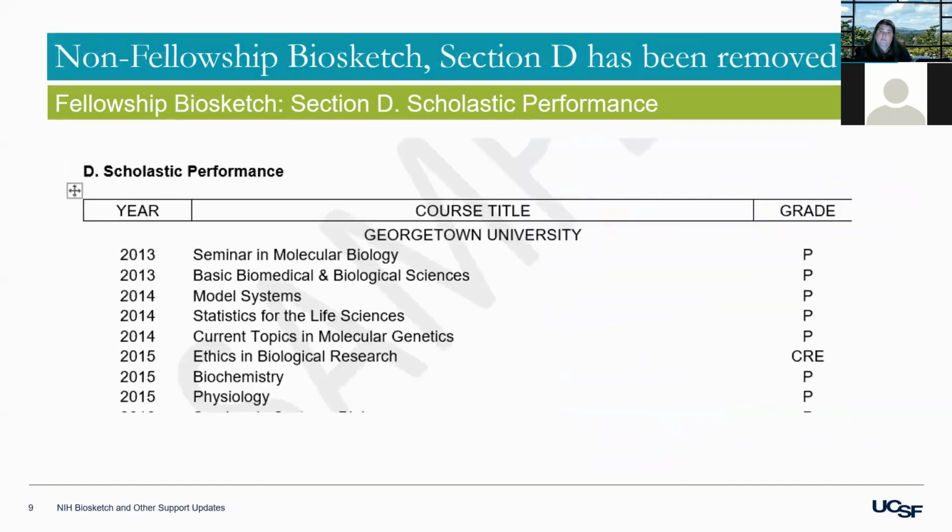So for section D, for non-fellowship biosketches, as I mentioned, section D has just been removed. For fellowship biosketches, they still want the scholastic performance. So here's a screenshot from a sample of a fellowship biosketch. Obviously, there's nothing to show for the non-fellowship because it's just blank, but here is an example of what they want. So section D is gone for non-fellowship. For fellowship, please definitely make sure you're using the correct template. If you are doing a fellowship, they have pre and postdoc.